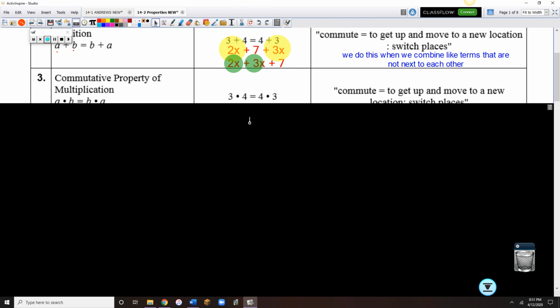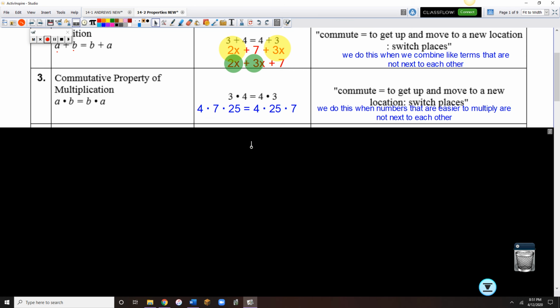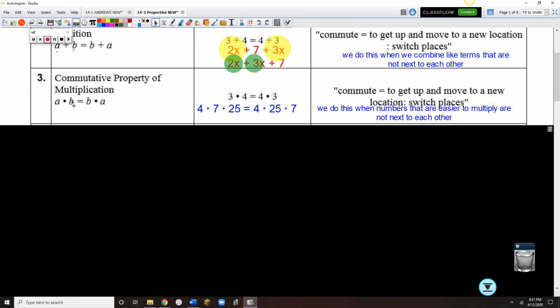And commutative property applies to multiplication. Okay, so A times B equals B times A, 3 times 4 equals 4 times 3. They're both 12. Okay, where we tend to use this in real life more is when they're not two numbers, but three numbers. So 4 times 7 times 25. If we multiply these in order, 4 times 7 is 28. And then 28 times 25, I can't do that in my head very easily.